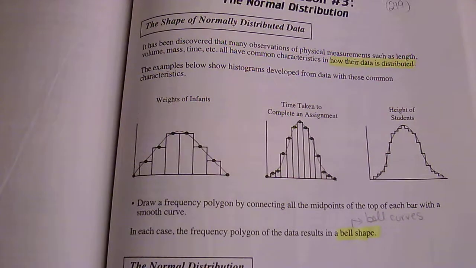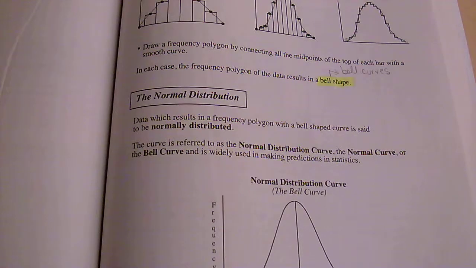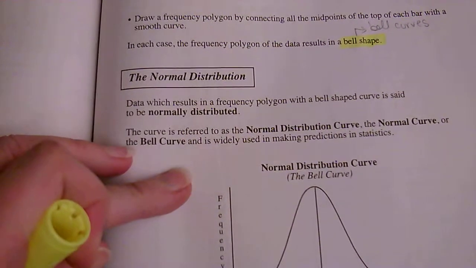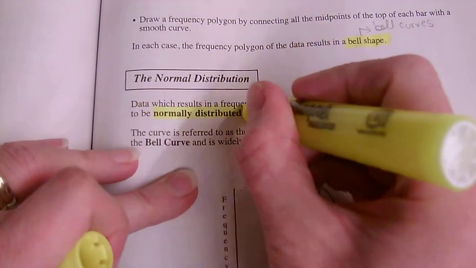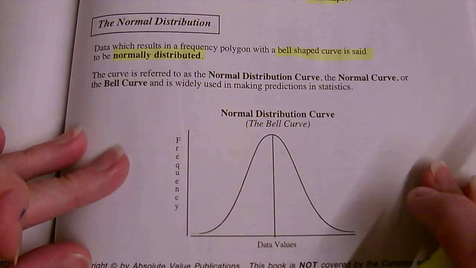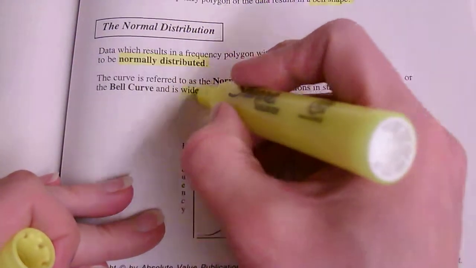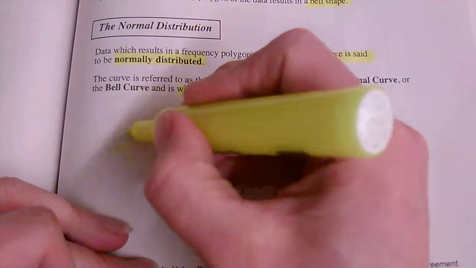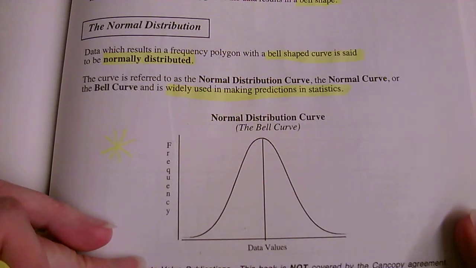All right, so normal distribution itself. Data which results in a frequency polygon with a bell-shaped curve is said to be normally distributed. So the curve itself is called a normal distribution curve, or the normal curve, or the bell curve, and it is widely used to make predictions in statistics. You would definitely need to know the general normal distribution curve.